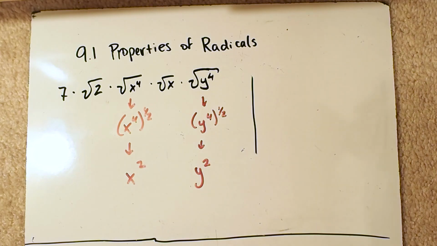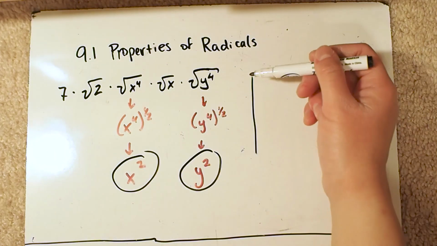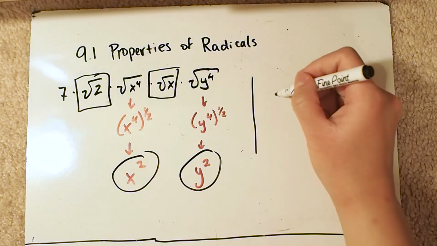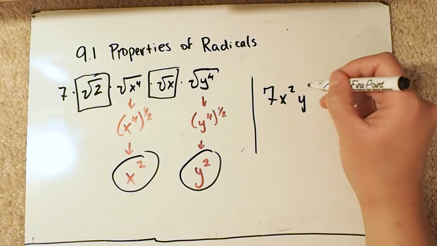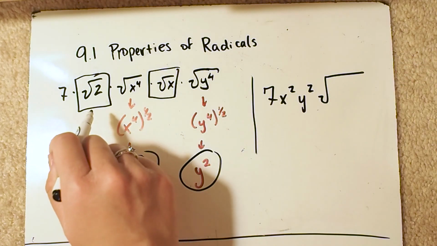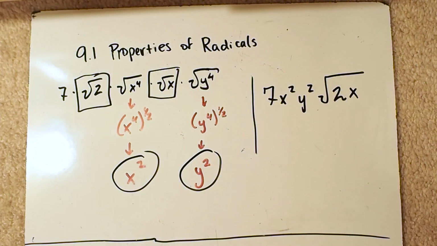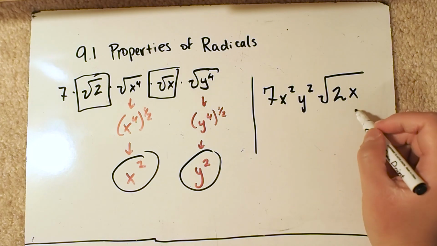Now that we've simplified that, we can go ahead and rewrite our expression with all the stuff that's been freed from the radical on the outside, and the rest of the stuff, this and this, we leave inside. So we're going to get 7 x squared y squared times, and inside the radical still, it's still stuck there, we have 2x, and that's it. Let's go back and check. There are no perfect squares inside of it, and the only variable powers on the inside have been completely reduced.